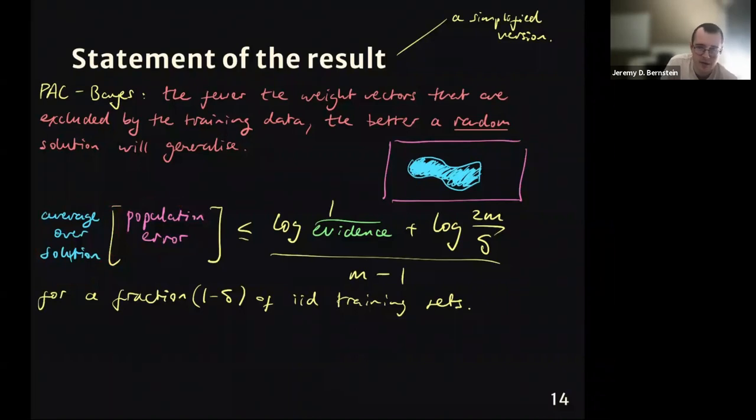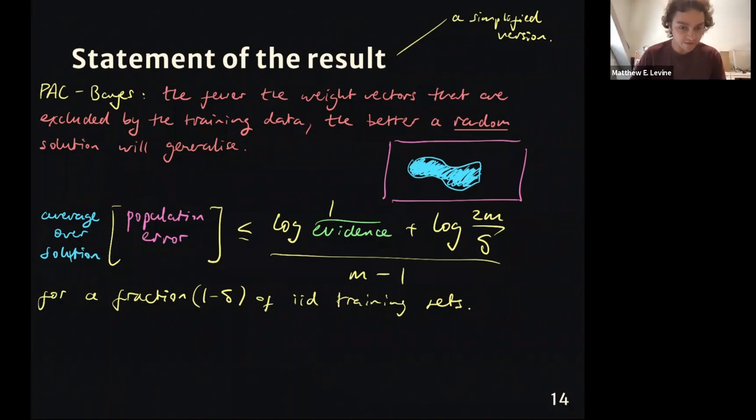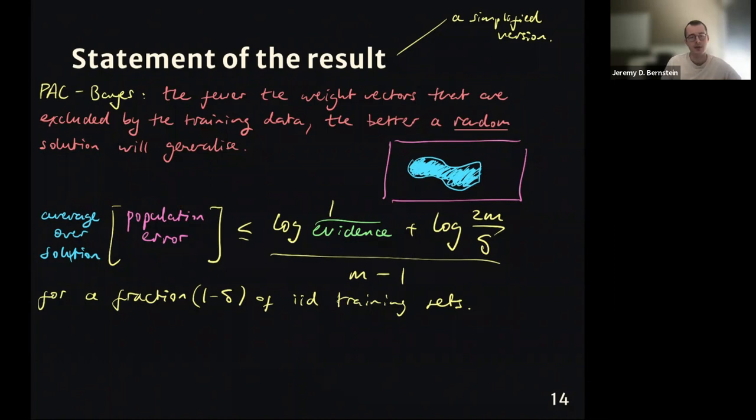So, question, Jeremy? Yeah, go ahead. I think I'm a little bit confused about the meaning of the left-hand side and also the meaning of evidence here when we have distributions of training sets. Is the evidence a random variable now, based on the distribution of data? Yeah, this is how you should think of it.